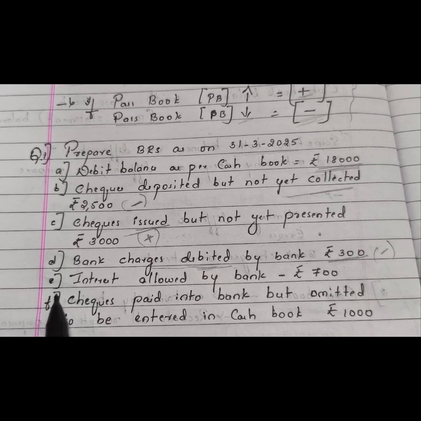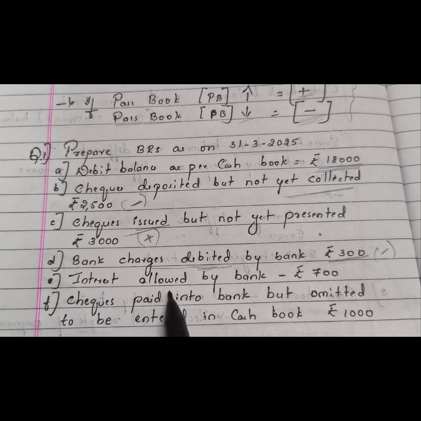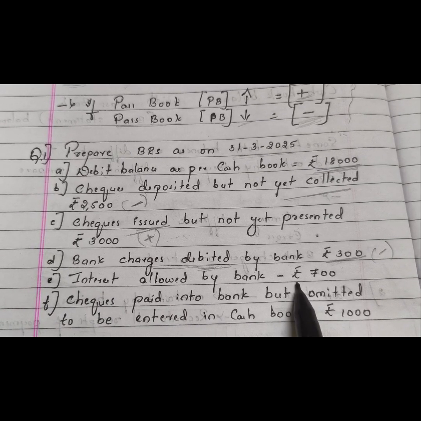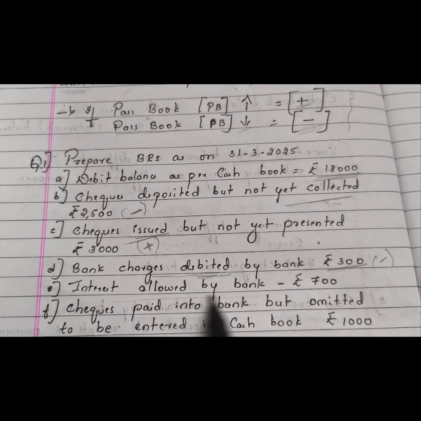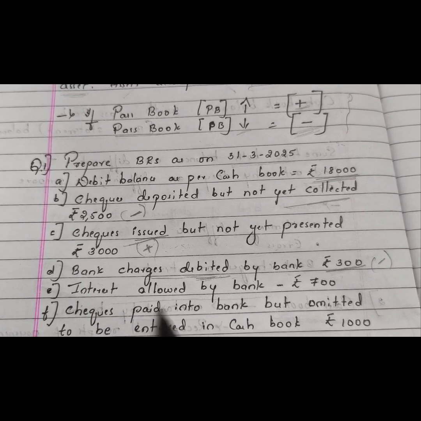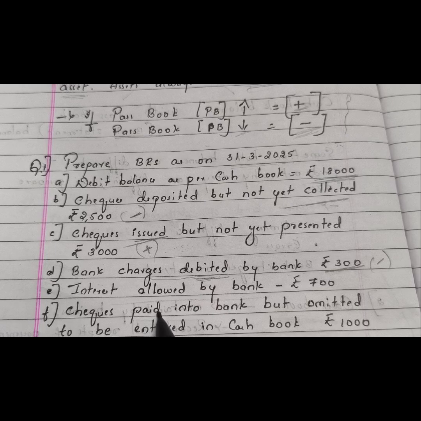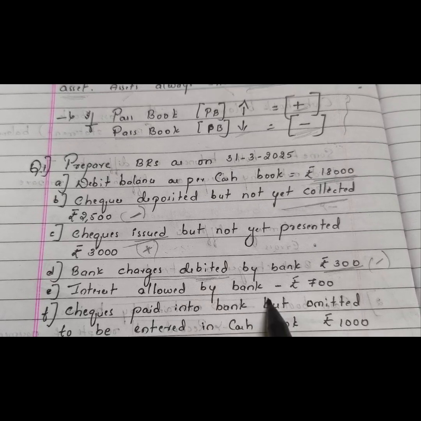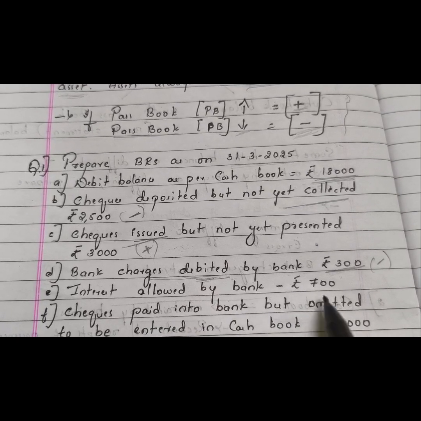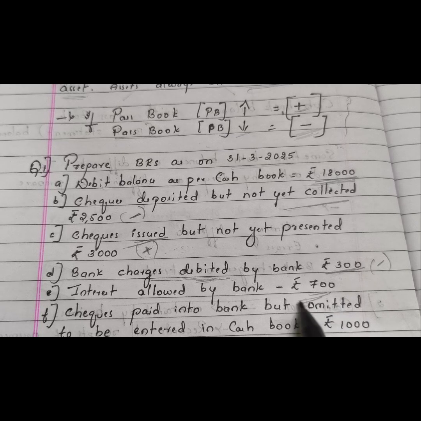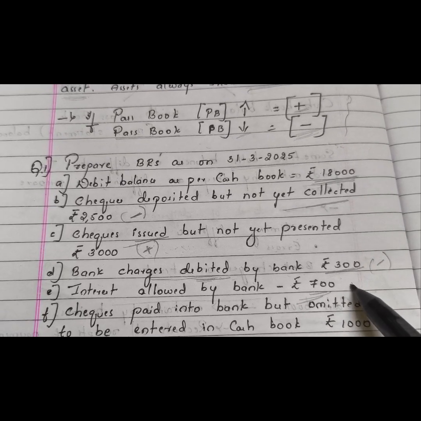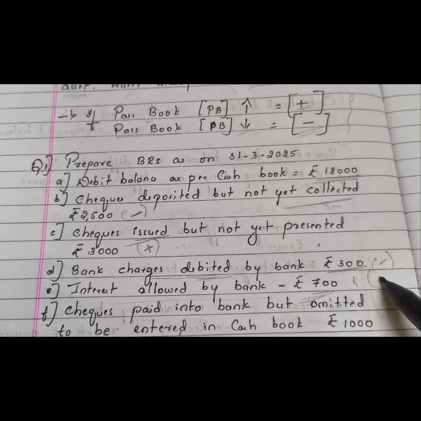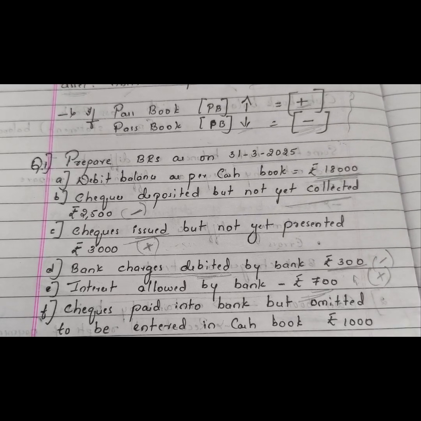Next transaction is interest allowed by bank, rupees 700. What do you mean by interest allowed by a bank? It's nothing but the bank has credited or added some money, that is, added the 700 rupees. What happened here? Now the bank balance has been increased, so you have to put this item under add.